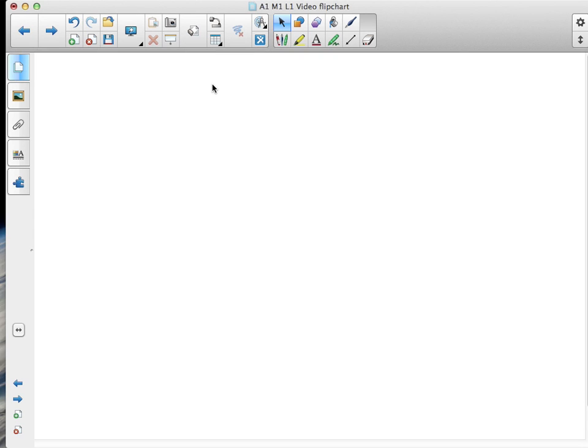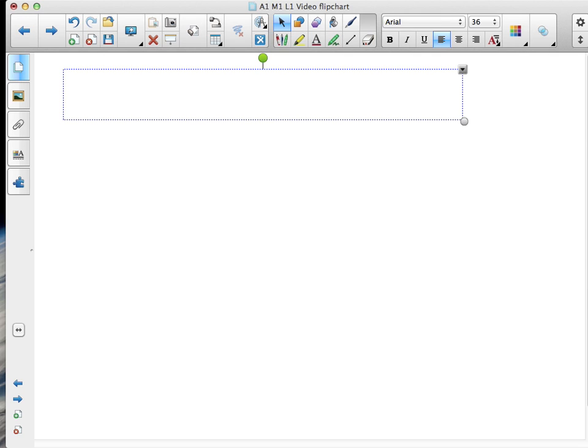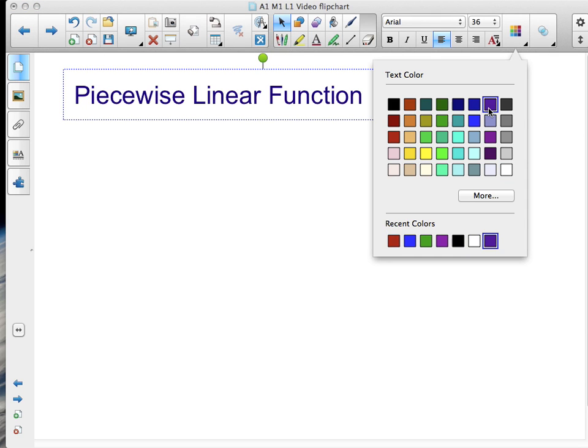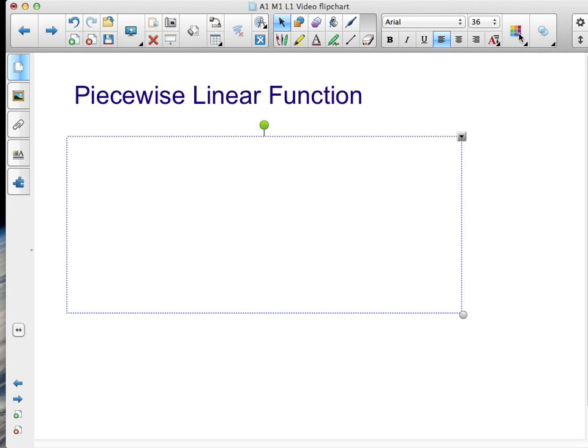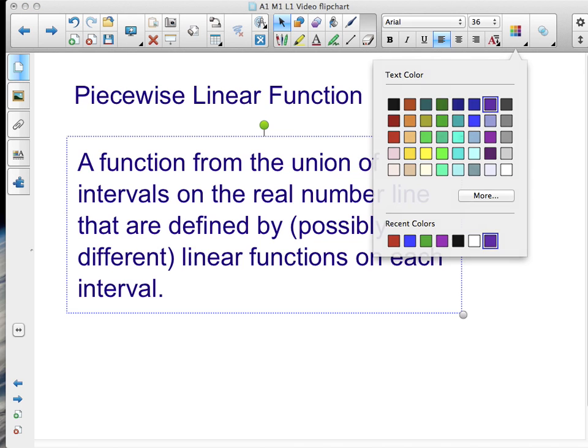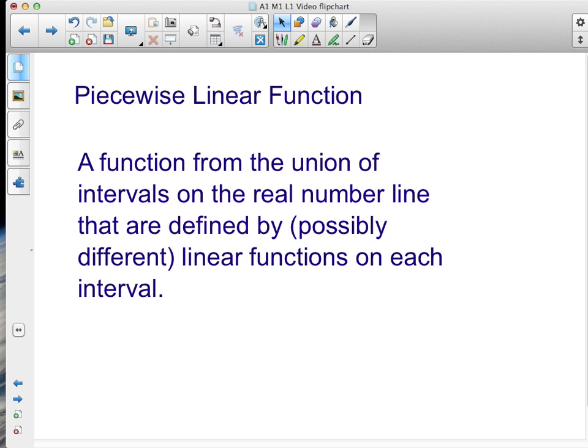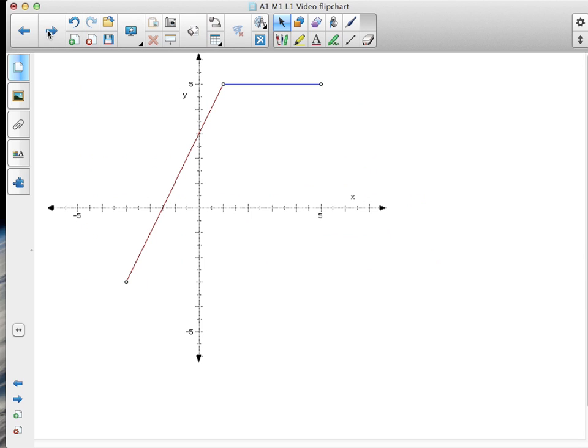Okay, today we talked about a piecewise linear function. And a piecewise linear function is a function from the union of the intervals on the real number line that are defined by possibly different linear functions on each interval. What that means is something like this.